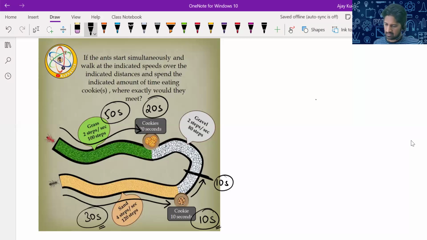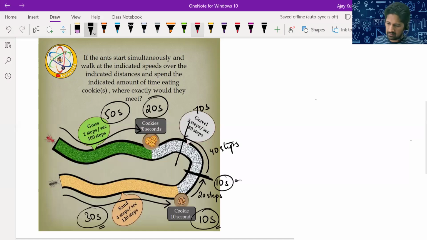In gravel, it moves at a speed of 2 steps per second. So in 10 seconds, it would have moved 5 steps. Wait, 2 steps per second. So in 10 seconds, it would have moved 20 steps. So 20 steps are done here by the black ant. In another 20 seconds, it will cover another 40 steps. 20 plus 40 is still 60, so it will still be moving through gravel itself. So by 70 seconds, the black ant would reach somewhere here: 20 steps plus another 40 steps.